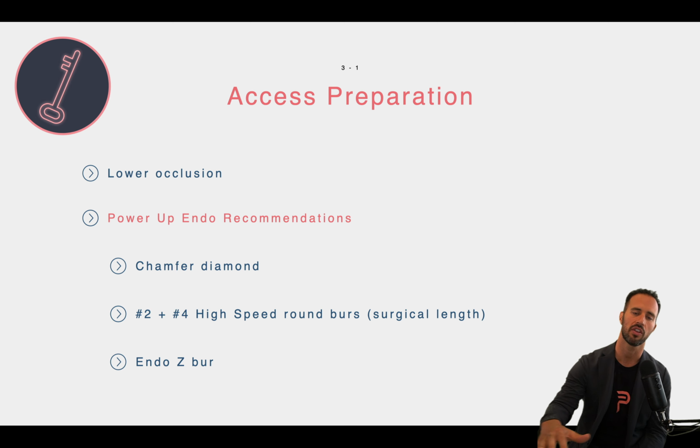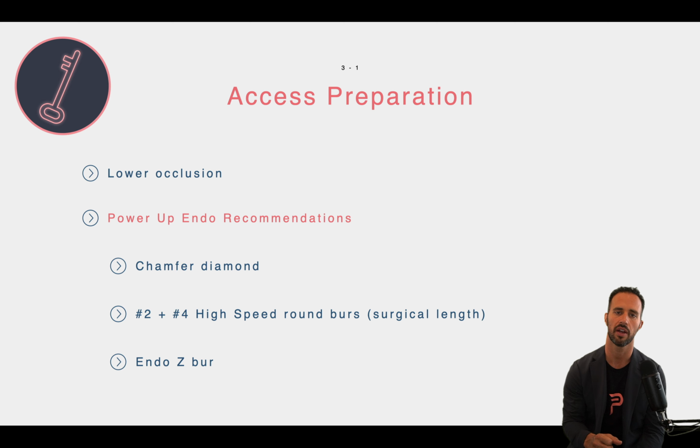So step one, I want you to lower the occlusion on the tooth that you're working on, unless obviously you're dealing with a crowned tooth, in which case you can't do that. But like I mentioned in the case demonstration, lowering the occlusion is going to give you a stable reference point for your instrumentation, number one. And number two, it's going to reduce some of the post-operative sensitivity your patient is likely to have during the healing period. So lowering the occlusion is always a good idea.